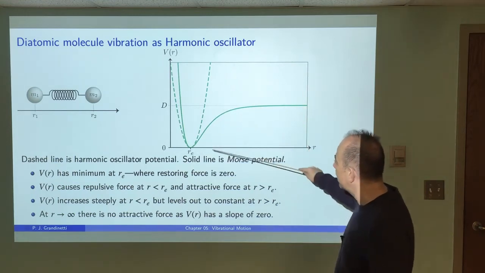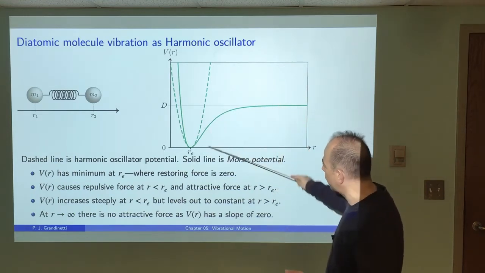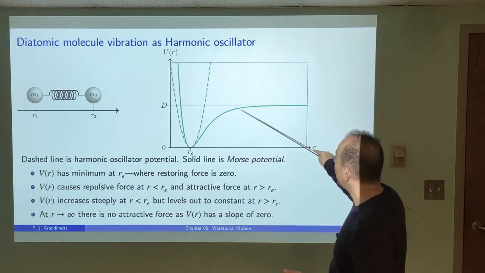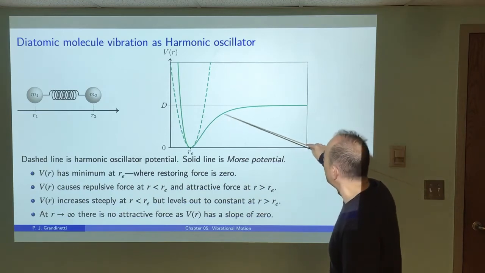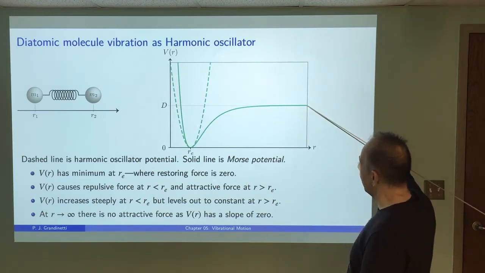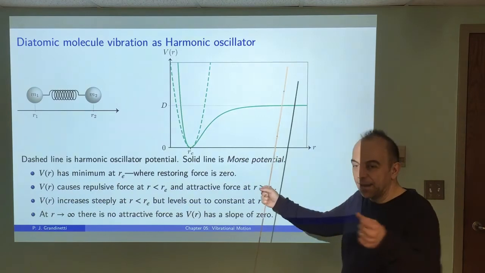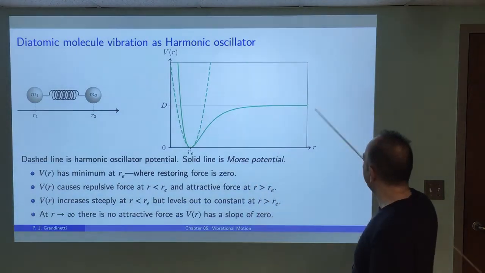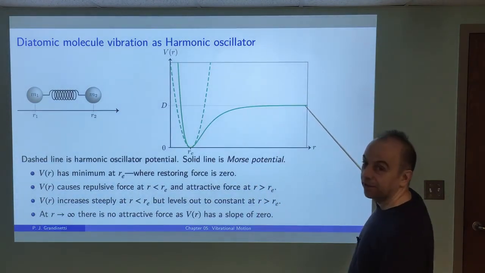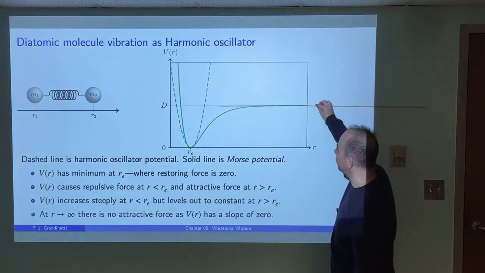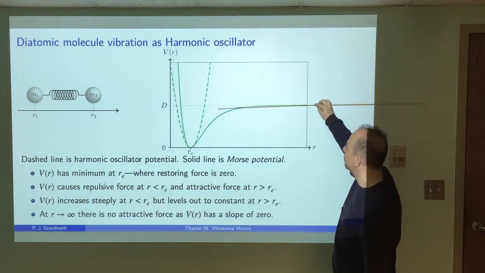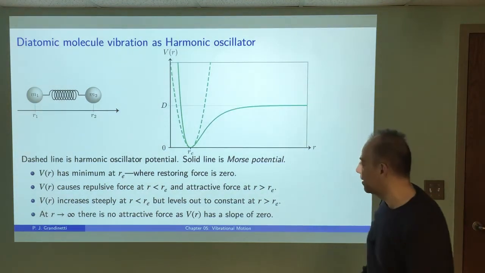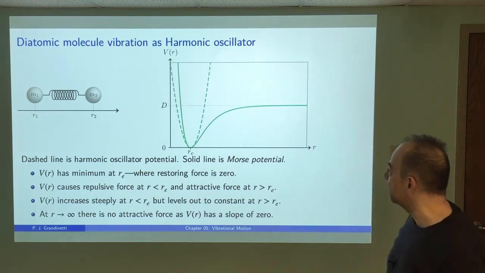When you start stretching it, at some point there's a restoring force always trying to push you back to equilibrium, but at some point that restoring force goes to 0. So the slope of the potential goes to 0, and when you have these two atoms infinitely far apart, there's no force acting on the molecule because the potential, remember, is flat here, and the restoring force is the derivative of the potential, which is 0 when you're out here. So at r equals infinity, there's no attractive forces.